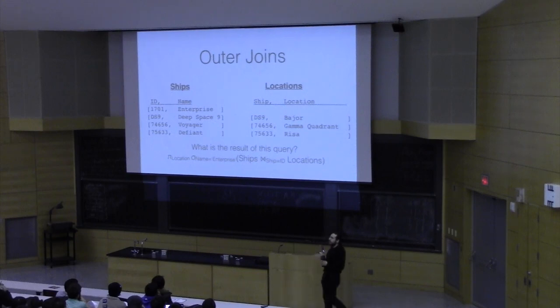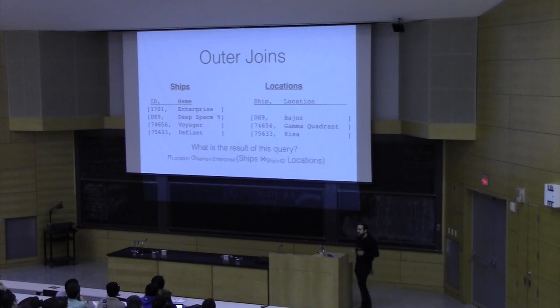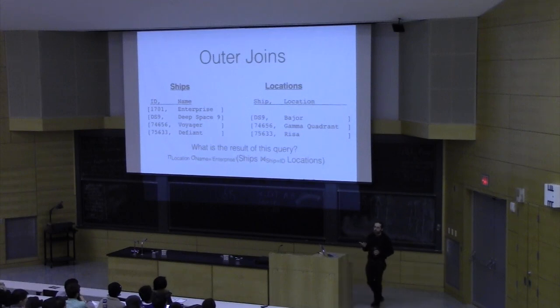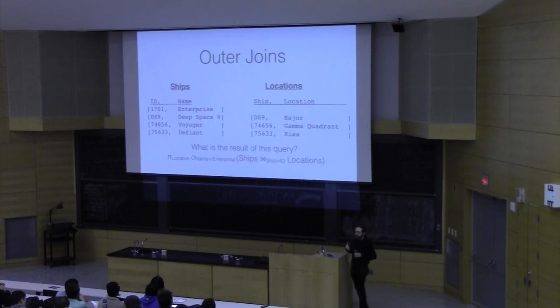Empty. I wouldn't get anything. I wouldn't even get anything saying that there was a ship named Enterprise. And for all I know, this query might have a typo in it. I might have misspelled Enterprise, for example. Is that what we're looking for? No, we want to know that there is a ship called Enterprise, but that we don't necessarily know its location. So we'd like the response not to be an empty set, but to be a set containing a null value.